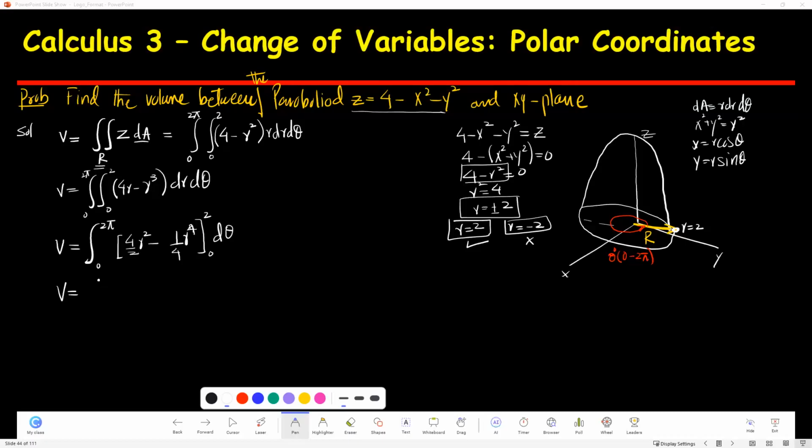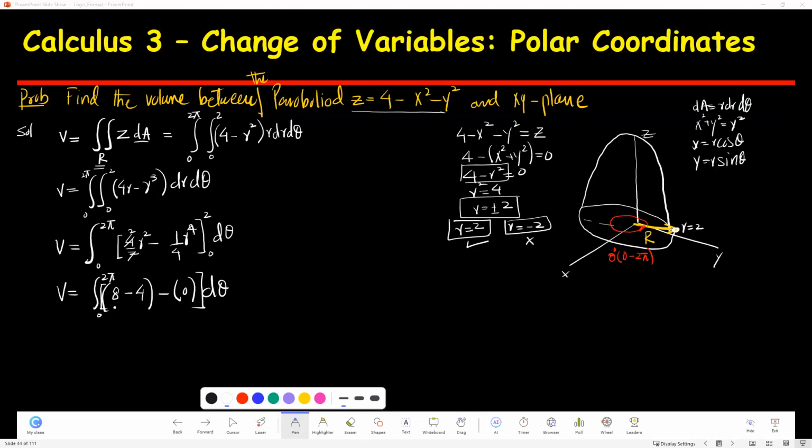Okay, let's substitute the value. So 4 divided by 2 is going to be 2, and r squared is 2 times 2 which is 4. So 4 times 2 will be 8, minus one fourth of 2 to the 4, which is 16, divided by 4 will be 4. Then minus 0, and d theta.